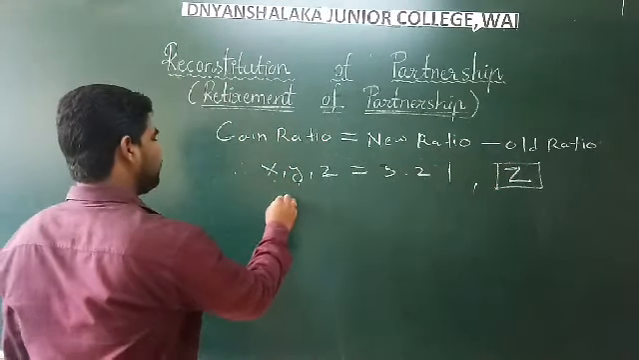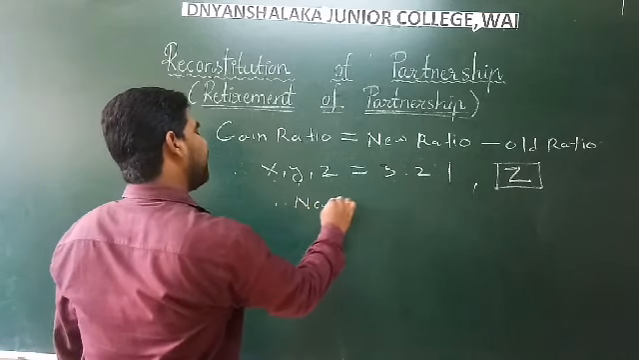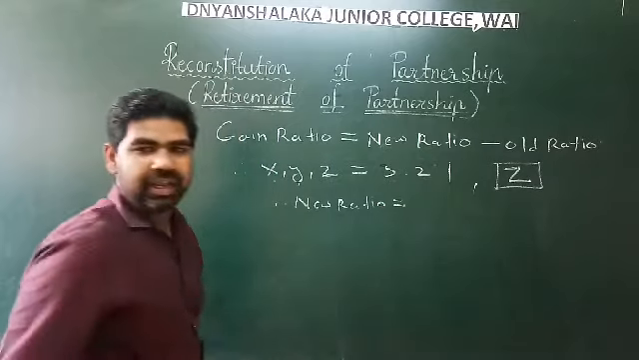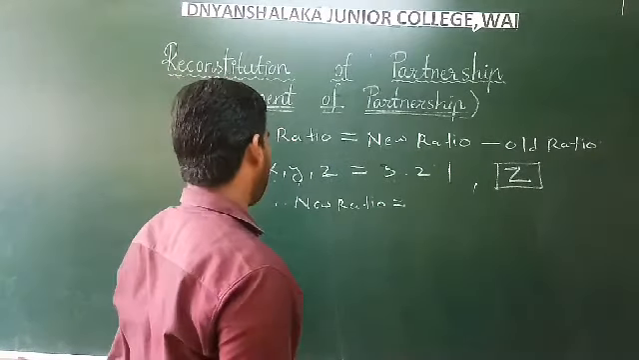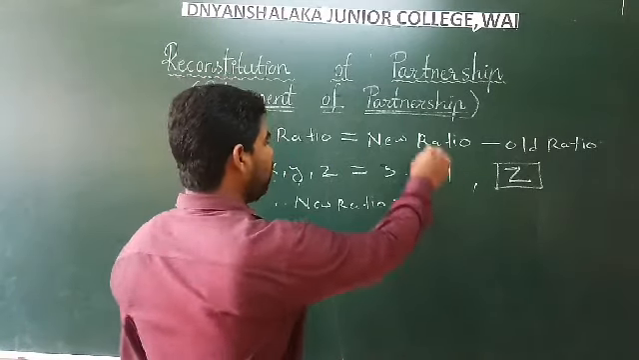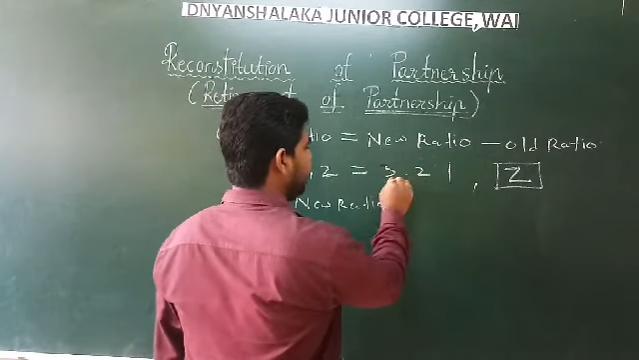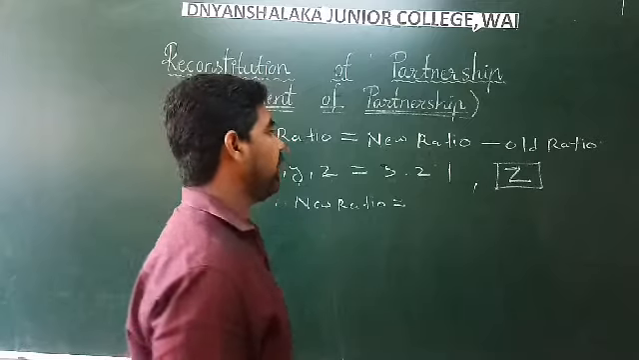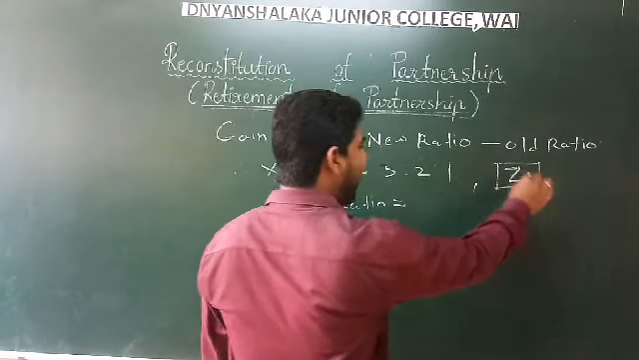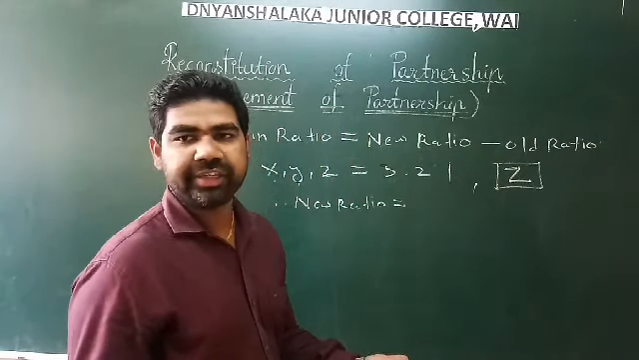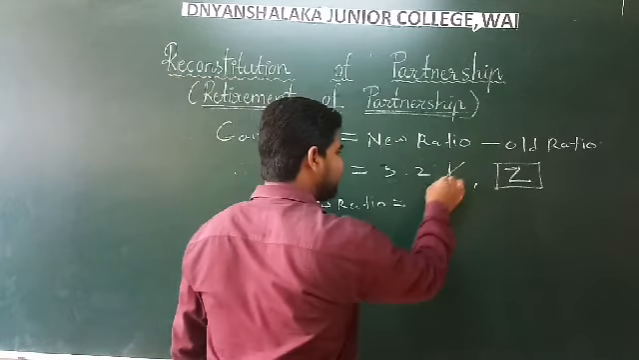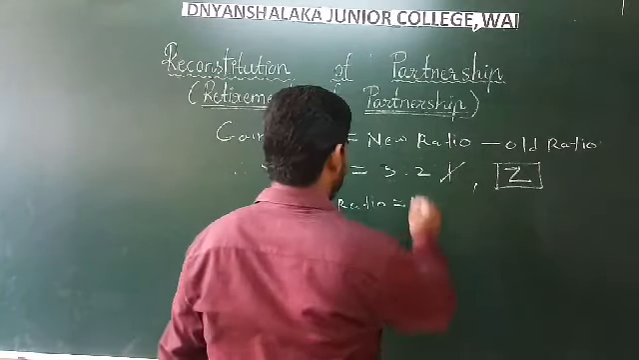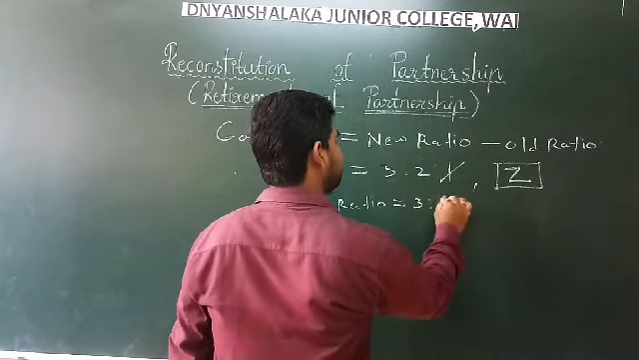So first calculate the new ratio. We know how we can calculate the new ratio. A very simple logic is behind the calculation of the new ratio. What is the existing profit sharing ratio? 3:2:1. And who retires? Z retires from the business. So how can we calculate the new ratio? Just cancel his proportion in the profit. So the new ratio is equal to 3:2.